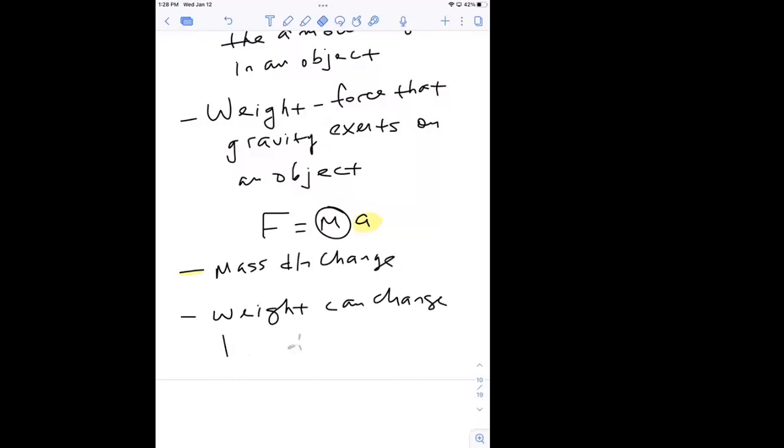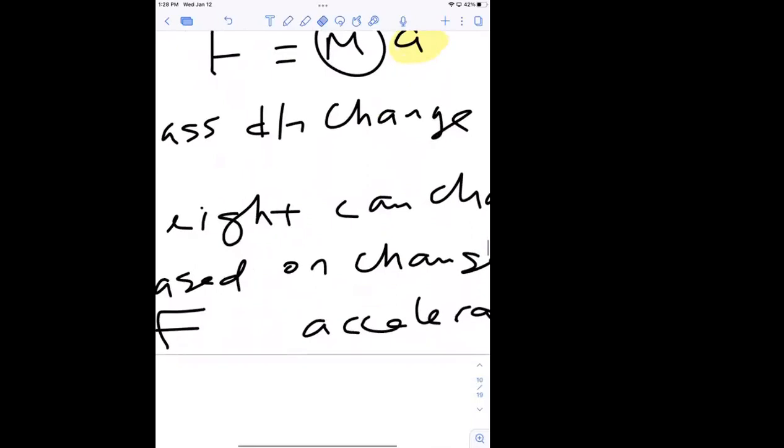All right, so the weight can change based on what the force is that's acting on the object. So the force or the acceleration can affect the weight.